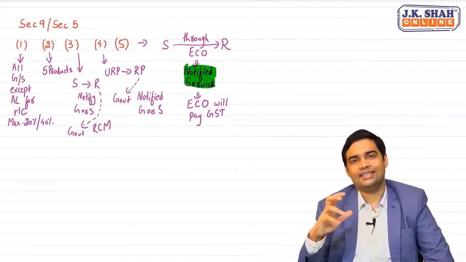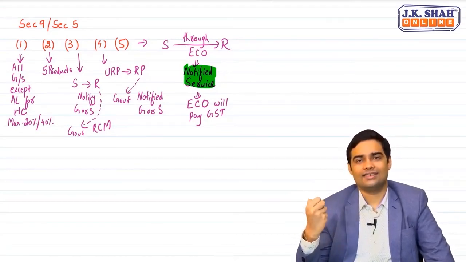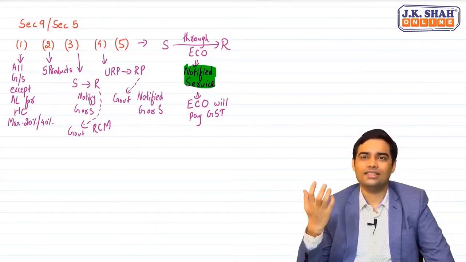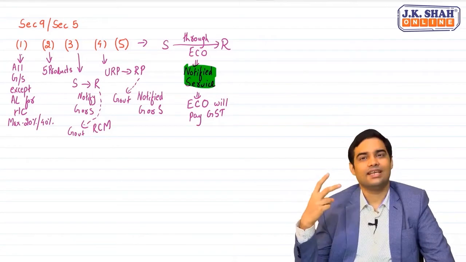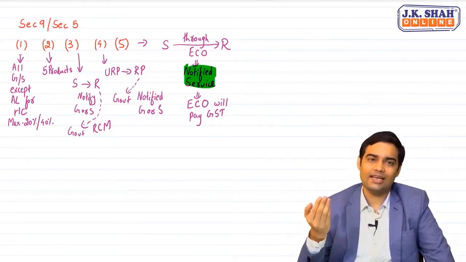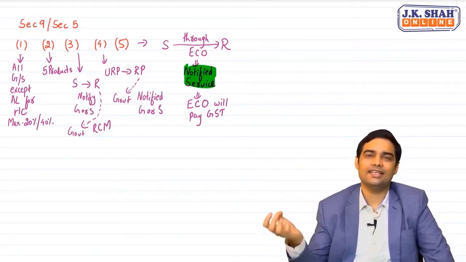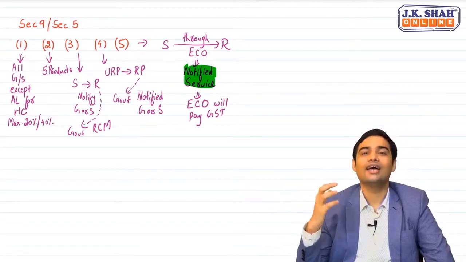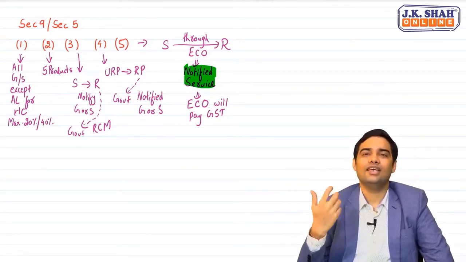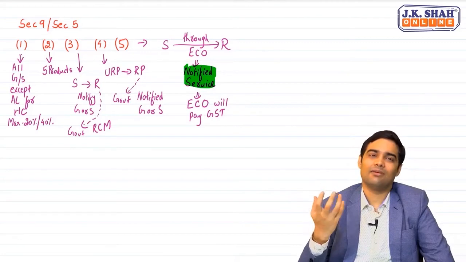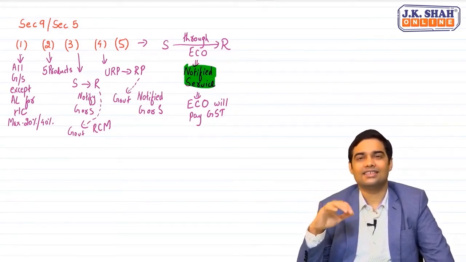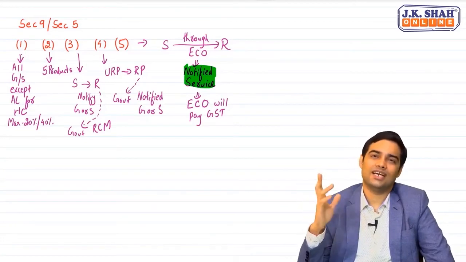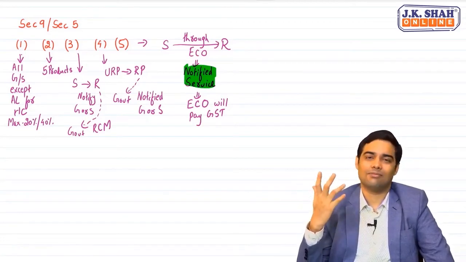So, if you see, there are 3 forms of taxation. One, forward charge, where the supplier collects the tax and pays it to government. Second, reverse charge mechanism, where the recipient is liable to pay tax to government. And the third one is e-commerce operator being made liable under subsection 5. In such cases, e-commerce operator would discharge GST as if he is the supplier.